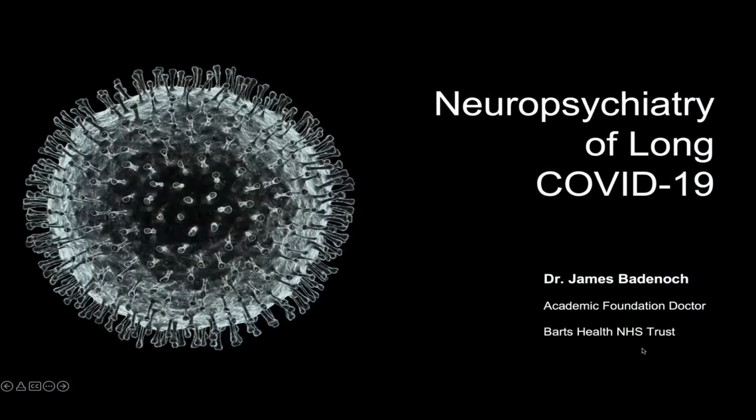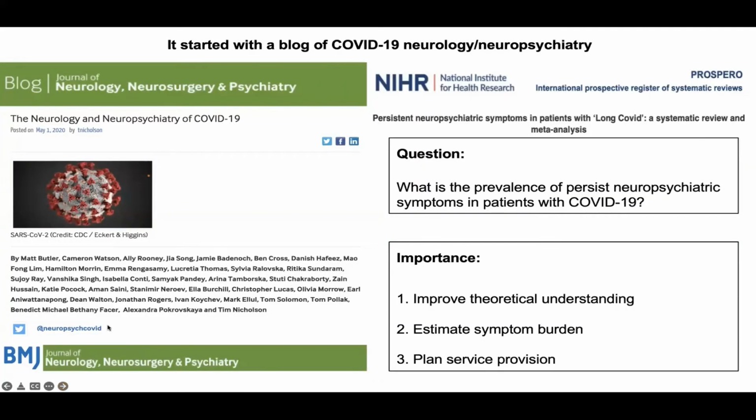Hello, my name's Jamie. I'm a junior doctor working in East London, and today I'll be presenting some research exploring the neuropsychiatry of long COVID. So this research started with a blog which evaluated nervous system complications in COVID. And quite early on through doing this blog, we found evidence of persistent neuropsychiatric symptoms in people that had recovered from the acute phase of the illness. So we wanted to assess the prevalence and potential driving factors of these symptoms through a systematic review and meta-analysis.